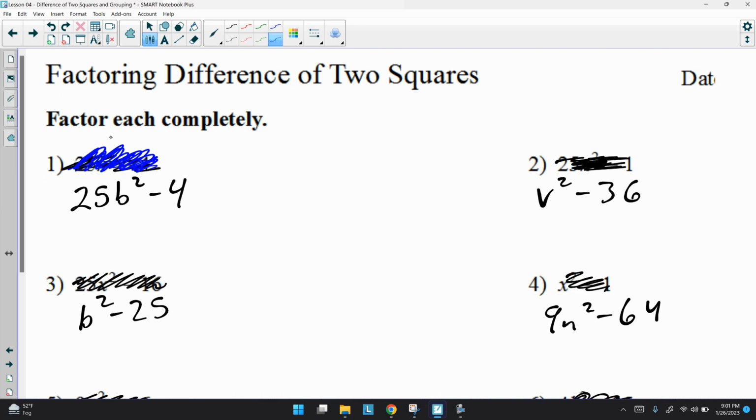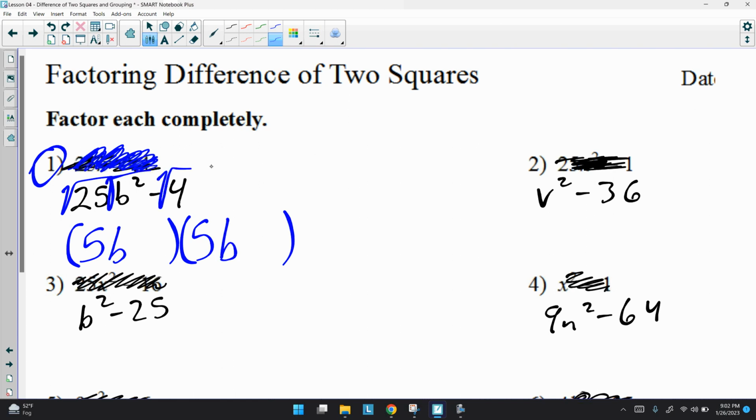But, for example, if we just took a look at one, well, set up your parentheses. Quickly checking, there is no greatest common factor. So start taking the square root of things. What's the square root of 25? 5. What's the square root of b squared? B. What's the square root of 4? 2. One's plus, one's minus.